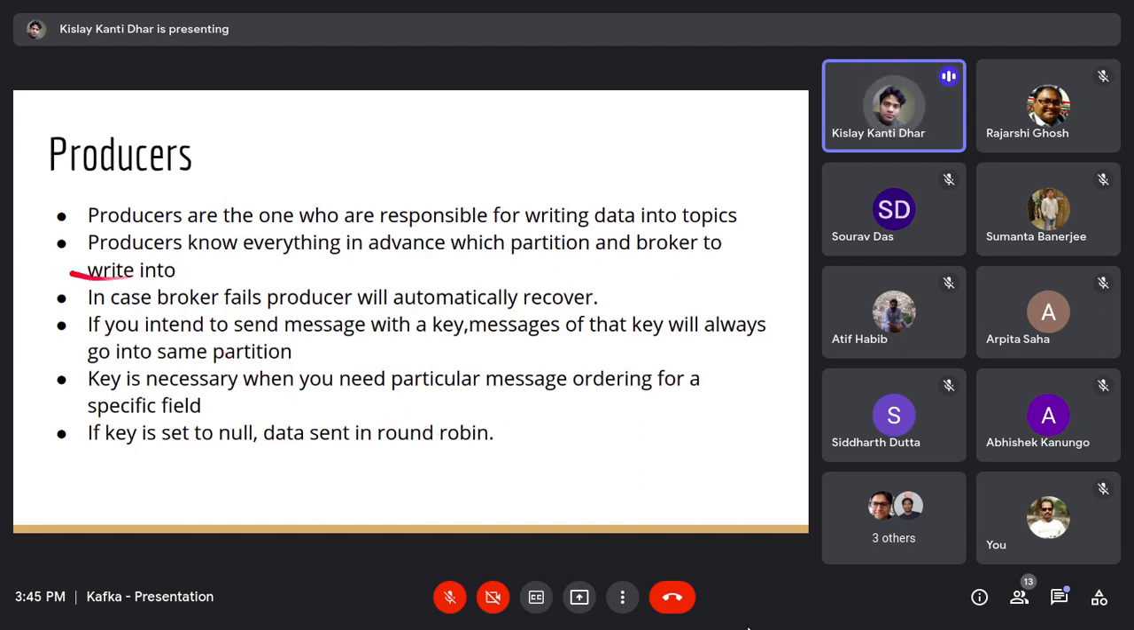And they know everything in advance, like which broker is active, which broker is down, and they are really very smart. They are programmed that way. So even if one of them fails, they can recover automatically. They're well programmed. I will discuss this in the next diagram.